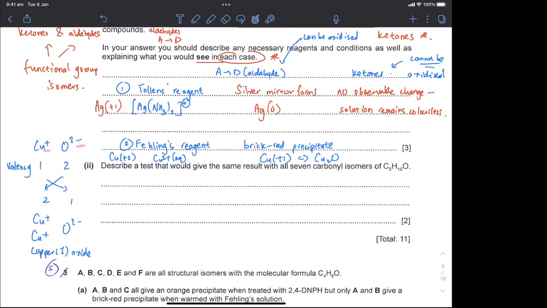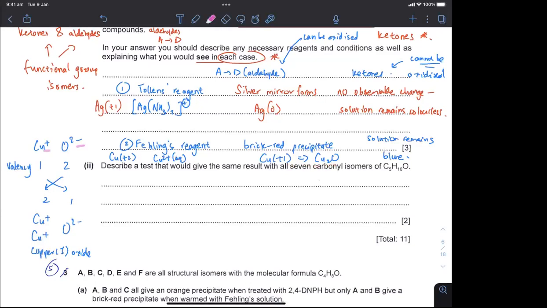So what do you see here? This is negative result. So the solution remains blue. It's just the active ingredient of copper 2+ in solution. So no redox here. Here you get a redox as this oxidizes the aldehyde. The Cu2+ gets reduced to copper plus 1.